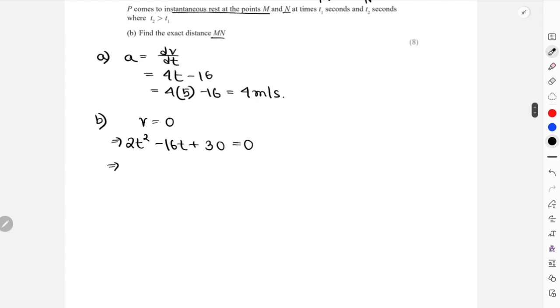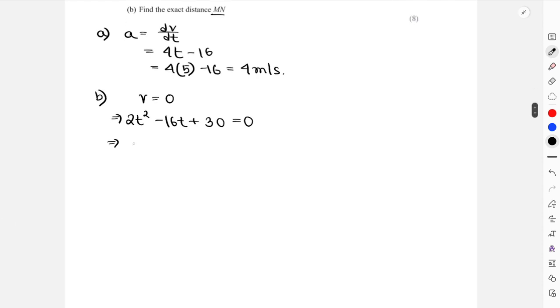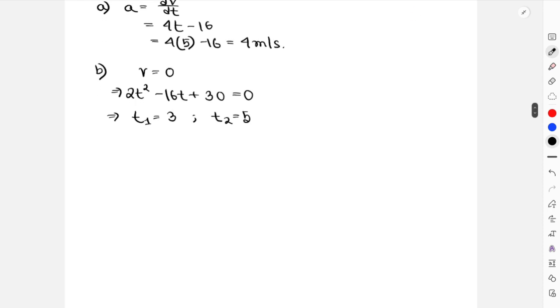Over here, if you do the middle term, I'm not doing this, but if you have to continue, do the factorization. If you can factorize this, t1 turns out to be 3 and t2 turns out to be 5. Now I have the boundaries. They want to find out the distance in between these two times, right? So using this distance I can easily get the value.